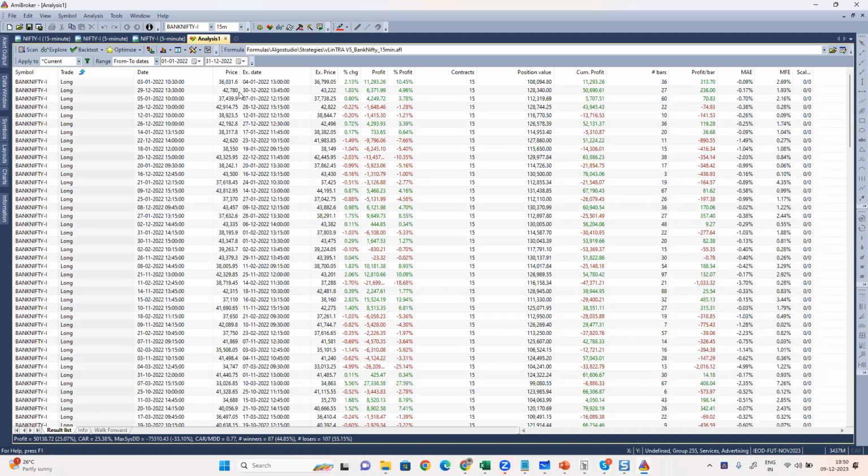You can go back and backtest, and you can understand the risk, what kind of risk reward ratio the system is offering.